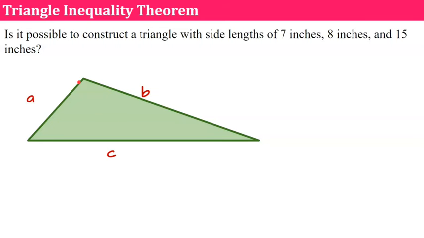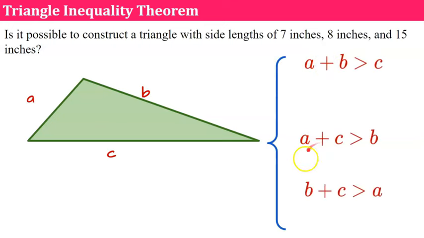Now let's use this to determine if, given a triangle with lengths 7 inches, 8 inches, and 15 inches, we could construct a triangle with those measurements. So we're going to have our three inequality statements. I'm going to take this picture to label the given sides, 7, 8, and 15. Again, this is just an informal drawing to give you reference to these three side measurements.